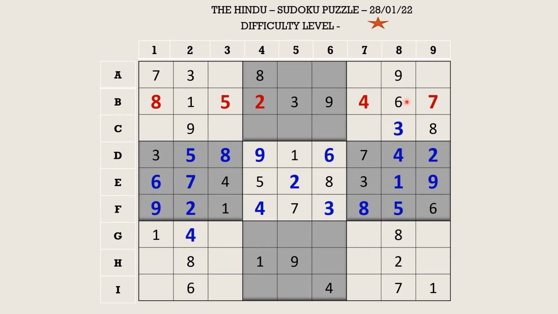Let's try to fill column 9. There is a 4 which blocks this cell. There is a 4 here in G row which blocks this cell. So H9 takes 4. A 3 in column 7 blocks these 3 cells. So in block 9 this is the only cell which can take 3. Now in column 9, the only missing number is 5.